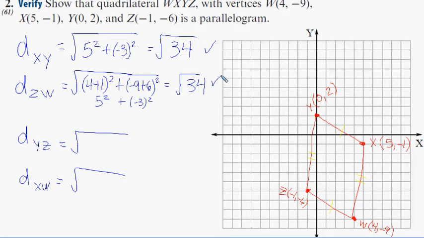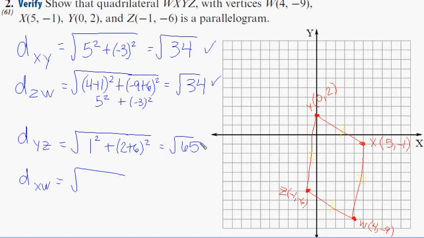For YZ, we take 0 minus -1. That gives us 0 plus 1, so that's 1 squared. And then for the next one, we can say 2 minus -6, which is like 2 plus 6 squared. So that gives us 2 plus 6 is 8. 8 squared is 64. 64 plus 1 squared is 65. So there we have the square root of 65.